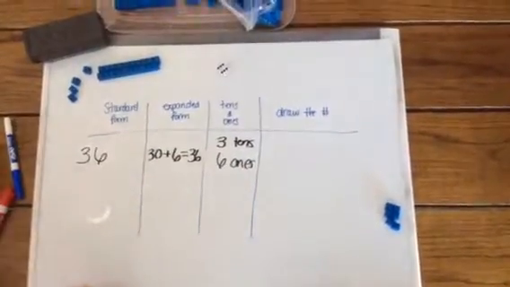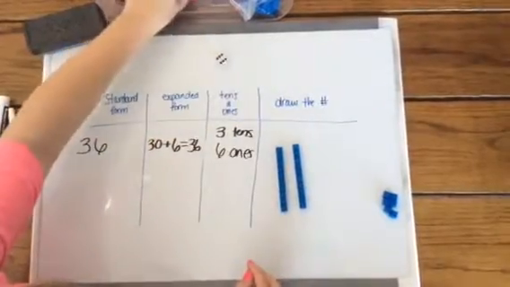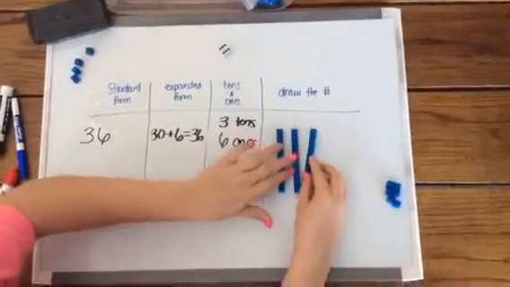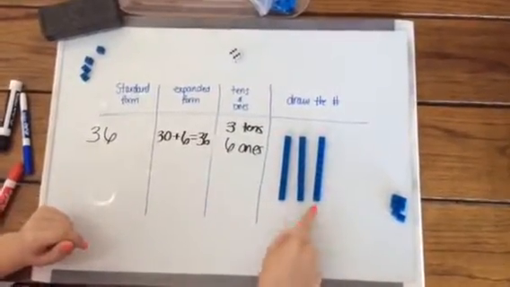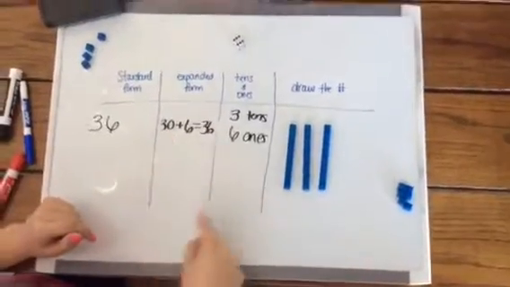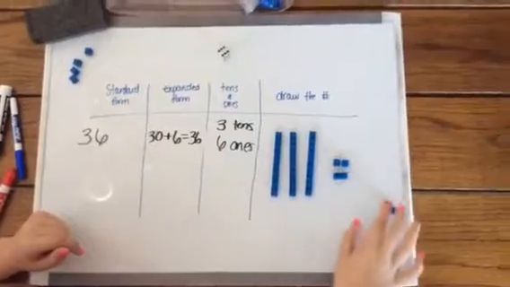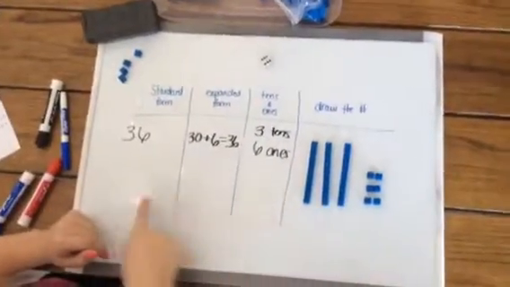Now it's time to build it. We have our 2 rods. We need to add another one. And we can double check by counting 10, 20, 30. We have the 30. Now we need 6. We have the 6 units. This will double check your work.